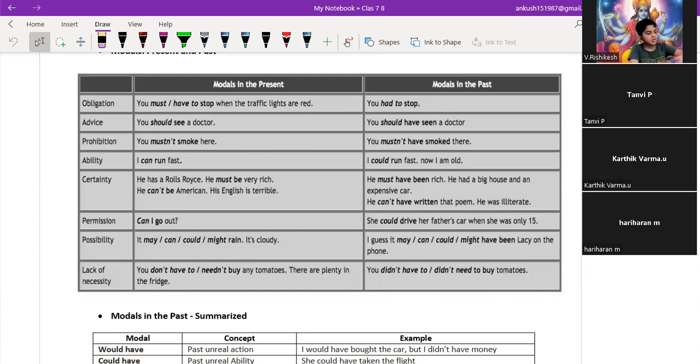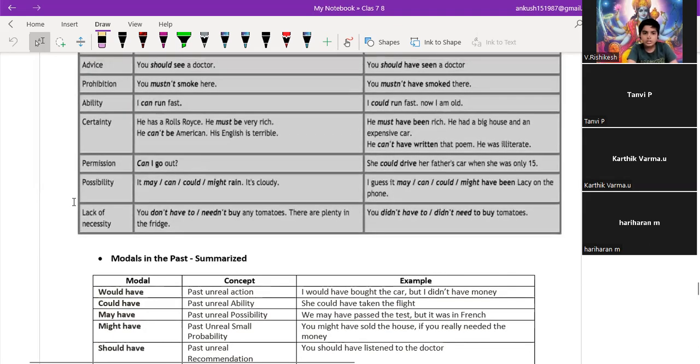Next sentence. Who will read that? Sir, can I? Yes. Rishika, you may go first, and after that, Rishikesh. Okay, sir.